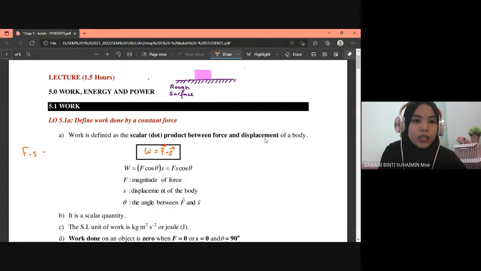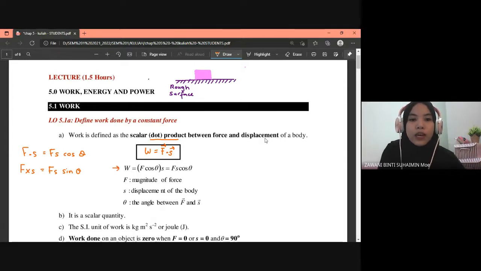Okay, so dia punya equation dia akan jadi F S cos theta. Okay, so theta ni adalah angle di antara force dan juga displacement. Tapi kalau dia adalah cross product, okay, formula kita akan jadi F S sin theta. Okay, so that is the differences between dot product and cross product. Okay, so now work is defined as a dot product ataupun scalar product. Okay, so therefore our equation daripada F dot S dia akan jadi F S cos theta, just like this equation.